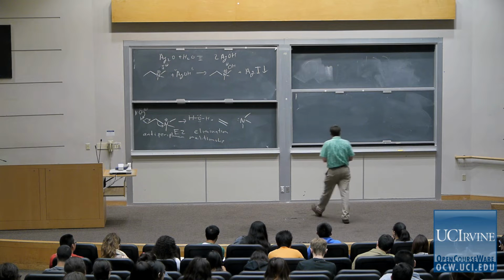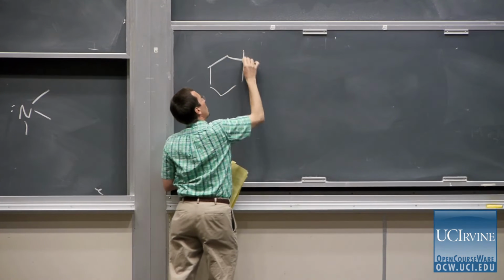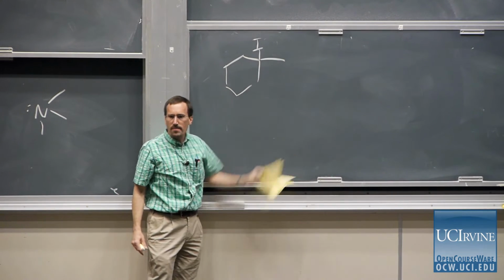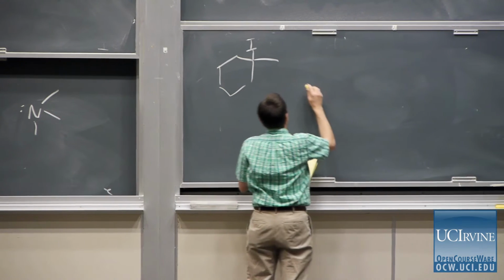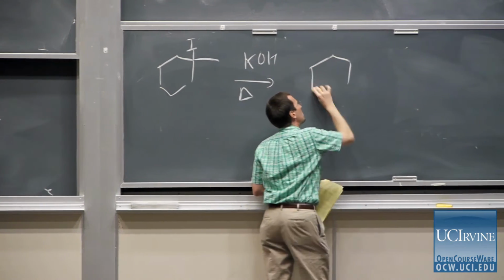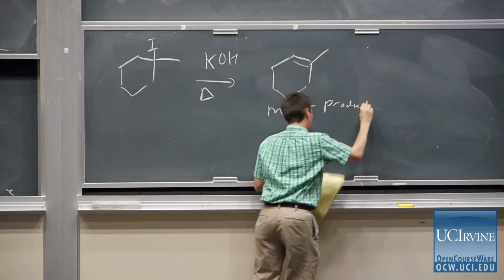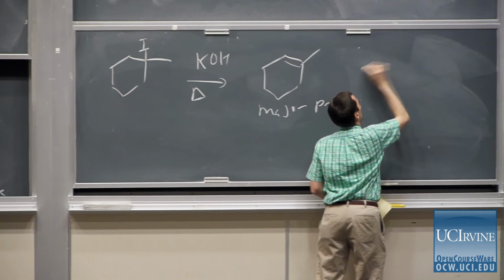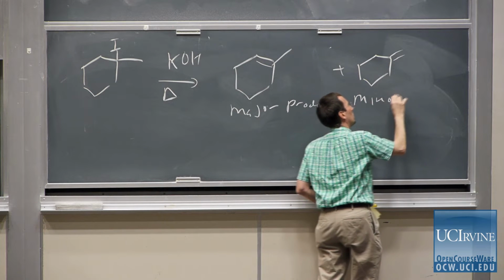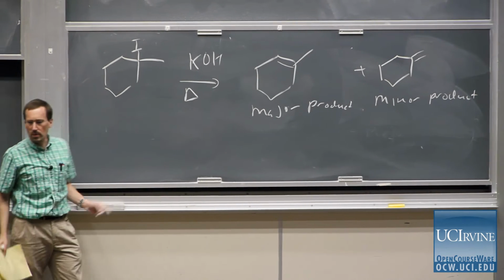anti-Markovnikov addition. You also learned that in general, E2 eliminations, if possible, prefer the more substituted product. So for example, if I have 1-methyl, 1-iodo cyclohexane, and I treat it with potassium hydroxide and heat it up, we get, as our major product, the more substituted alkene. And our minor product, we get the less substituted alkene. And that's sort of a hallmark of a typical E2 elimination.